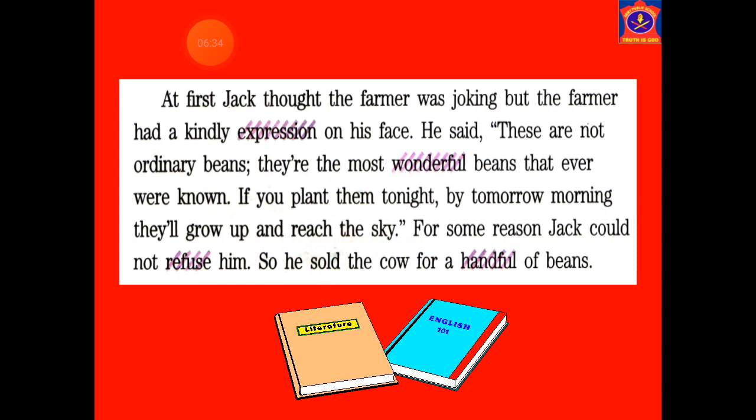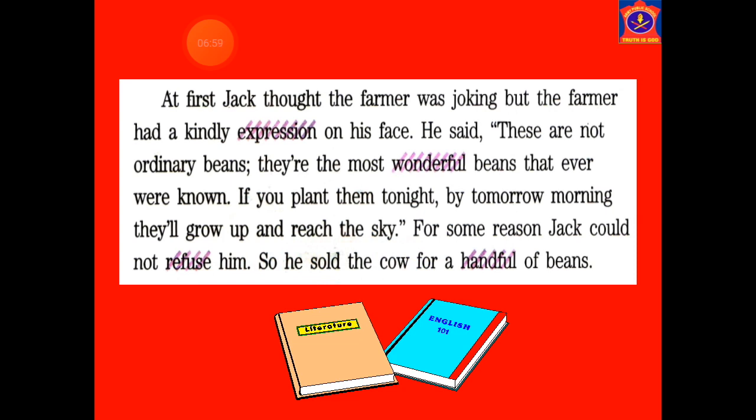So children, when Jack asked him how much money he would give in exchange for that cow, the farmer told Jack that he didn't have any money, and instead of money he had a handful of beans, and those beans were not ordinary beans, they were magic beans. And he told Jack that he would like to exchange those beans for the cow.